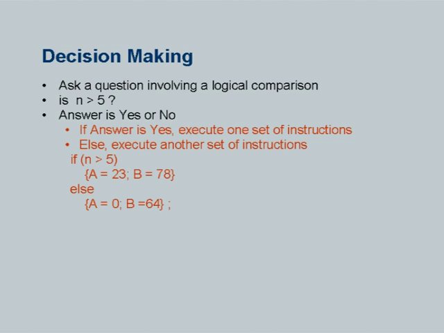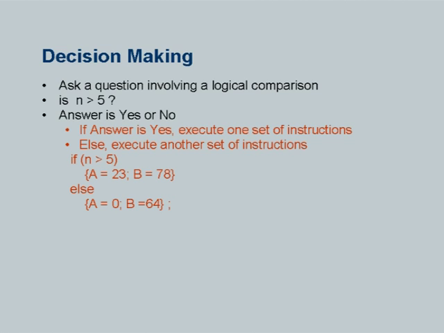Of course, I have not written a complete program. But if you read this, intuitively, the purpose will be clear. It says, if N greater than 5, notice that there is a curly brace here and there is a closing curly brace here. So the set of curly braces encloses any number of instructions that you want to give. All those instructions will be executed if the answer is yes.